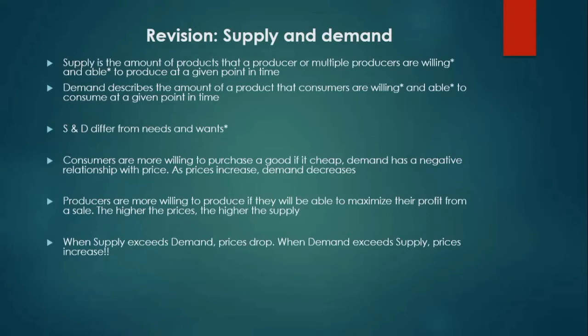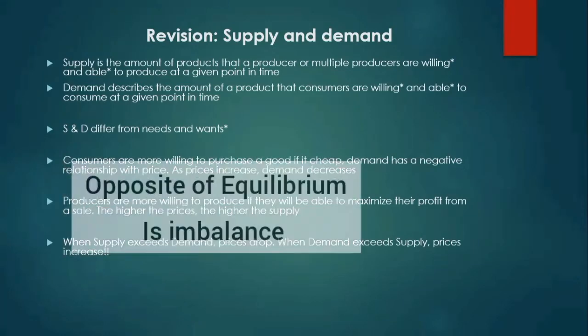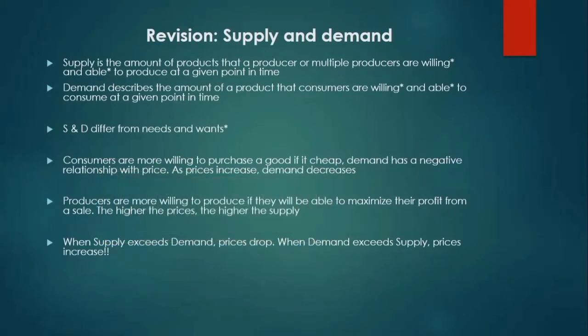And with demand and supply, we talk of an equilibrium, right? Equilibrium is the price at which consumers and producers meet. That is the point where consumers agree on the price of a good and the quantity that has to be produced. That point we call equilibrium. Then you have the opposite of equilibrium, which is when supply exceeds demand or demand exceeds supply. When supply exceeds demand, prices drop, and when demand exceeds supply, prices increase.